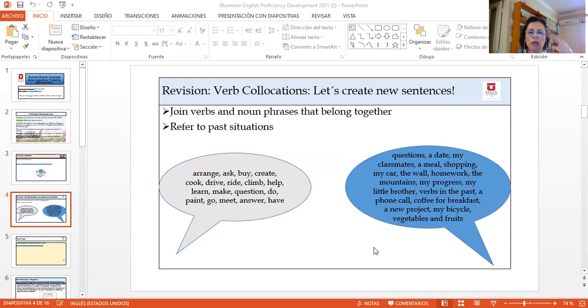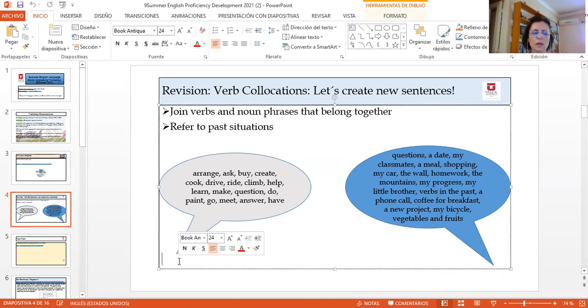So the structure of the question. For example, remember, it's present. So which is the auxiliary for the present? Do. What do you...?